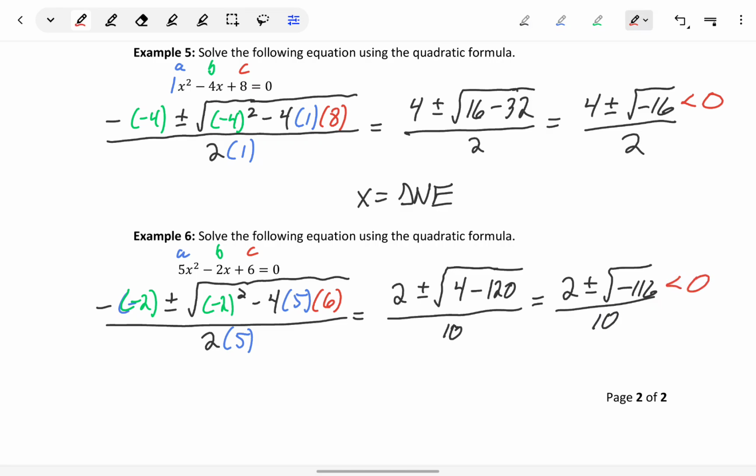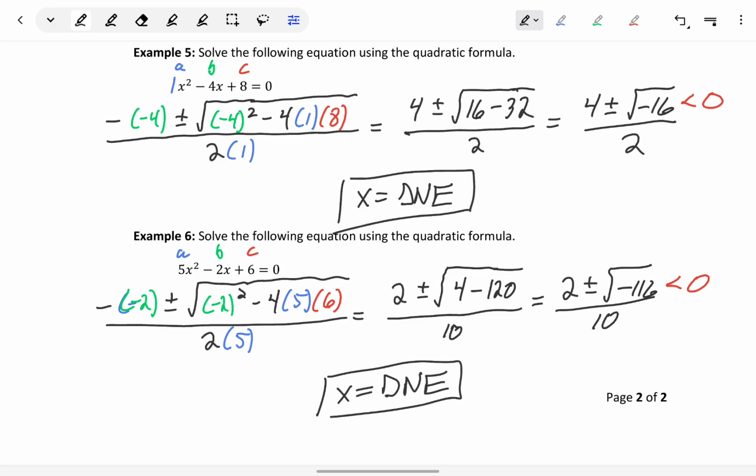As soon as we see the value for the discriminant, the value under that radical, is less than 0, we don't need to do any additional work, and we can say that x equals DNE, does not exist. Because again, in both of these cases, there are no real number solutions to either of these equations.